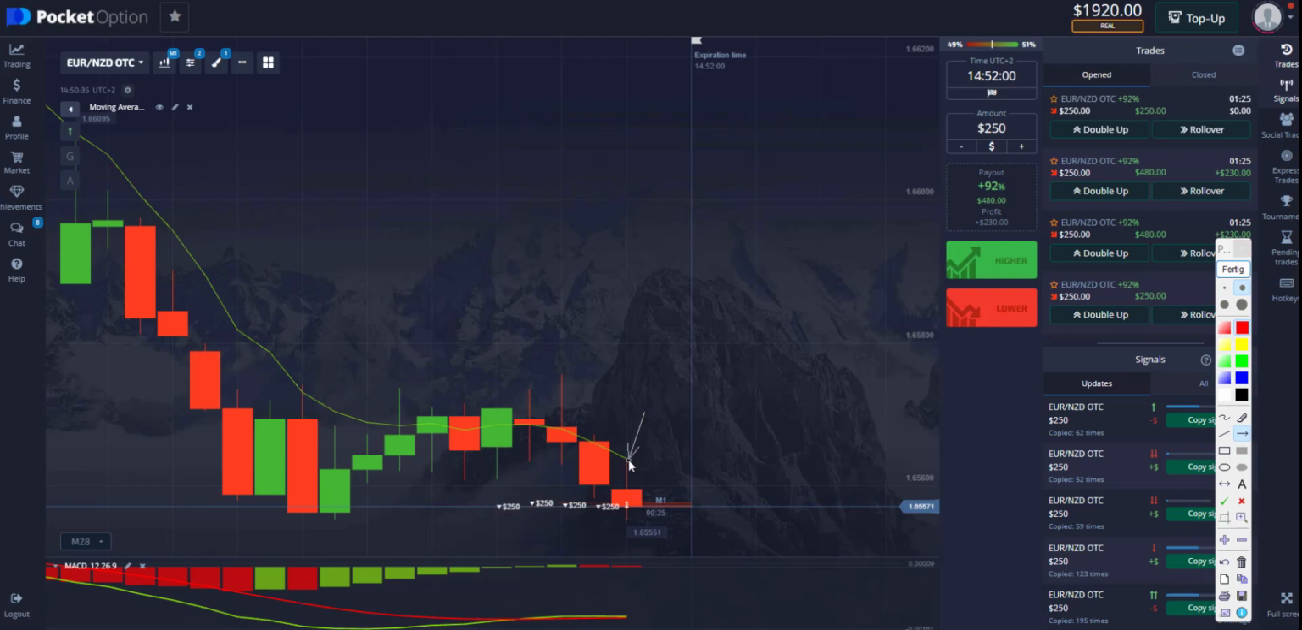This candle approached the moving average line and created a retracement tail, which is evidence that the price is weak higher and will continue to lower.